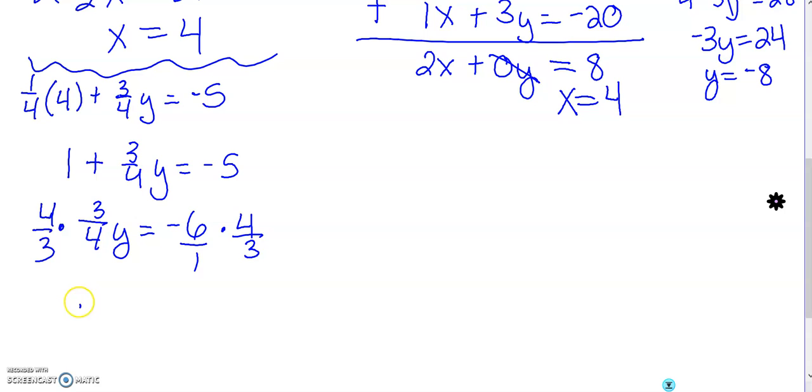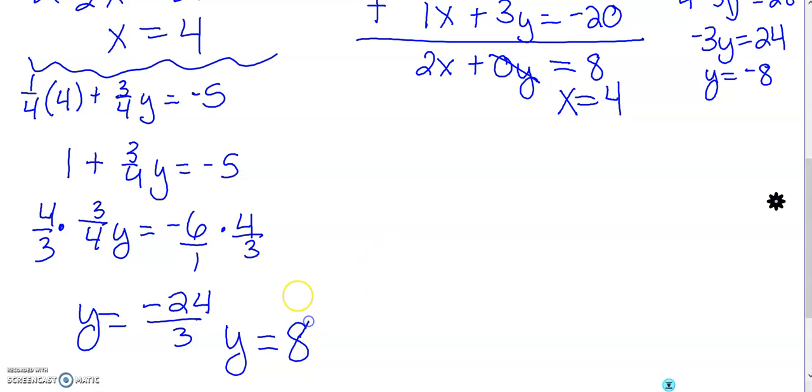My 4/3, 3/4 cancel out. -6 times 4 is -24. And when I divide that by 3, I get my y to be 8. And it should be -8 because I've got that -24. Let me write that better. That's pretty messy. y equals -8, which is the same. So you can choose. You either work with a fraction or you let the fraction go, eliminate it, and then solve by elimination.